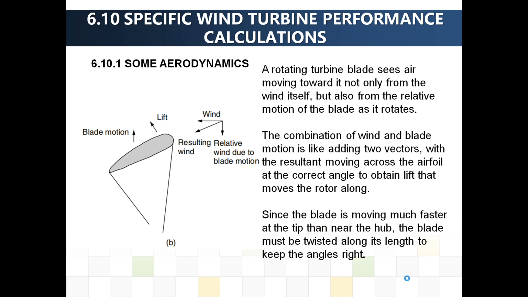A rotating turbine blade sees air moving towards it, not only from the wind itself, but also from the relative motion of the blade as it rotates. The combination of wind and blade motion is like adding two vectors, with the resultant moving across the airfoil at the correct angle to obtain lift and move the rotor along. Since the blade is moving much faster at the tip than at the hub, the blade must be twisted along its length to keep the angle right.